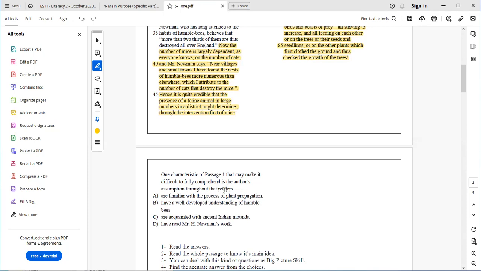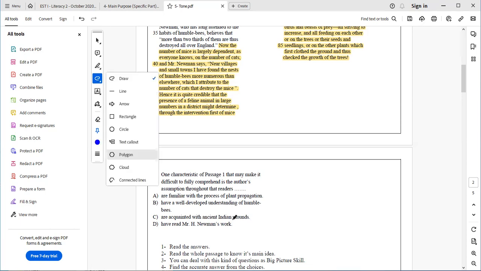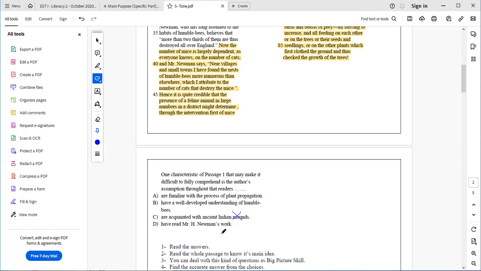Is it the readers now are familiar with the process of plant propagation, have a well-developed understanding of humblebees, are acquainted with ancient Indian mounds, that actually we didn't talk about at all, have read Mr. Newman's work, even we didn't talk about that. So it's maybe A or B. What do you think? Is it A or B? Take care, we talk about the relationship between plants and animals. And in the last, start saying about plants. Humblebees only mentioned once. Huh? What do you think the answer is?